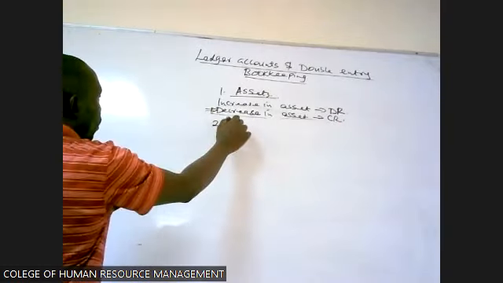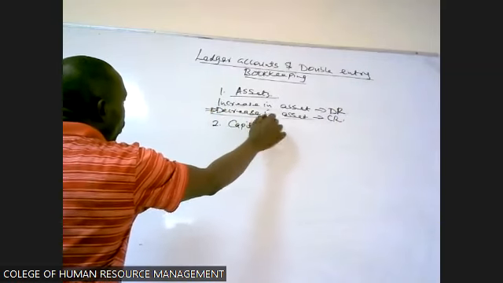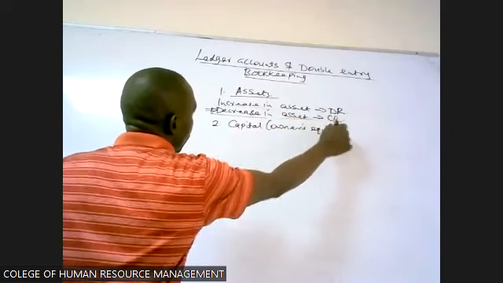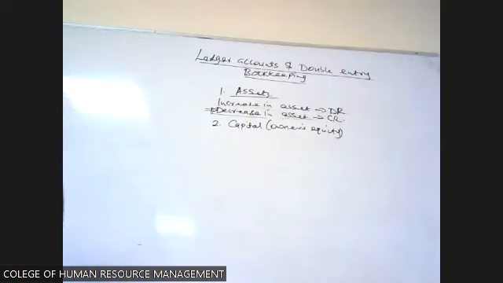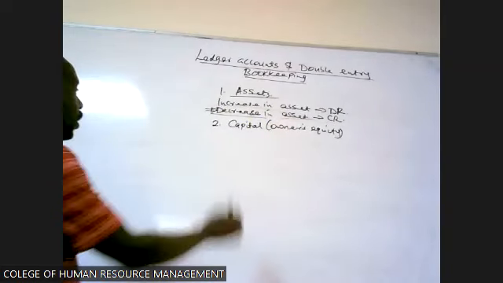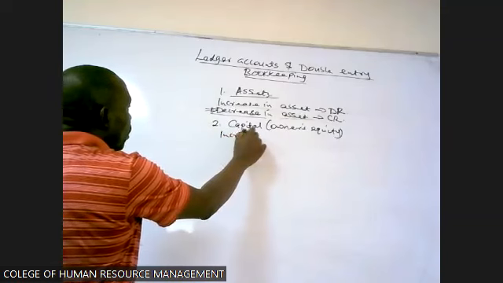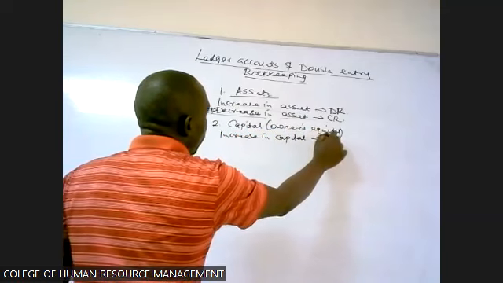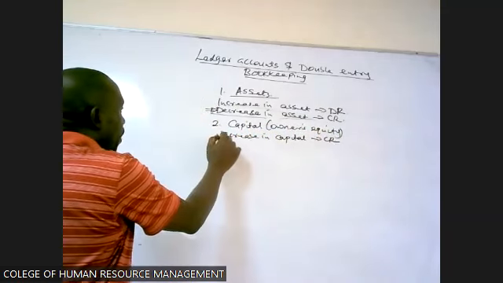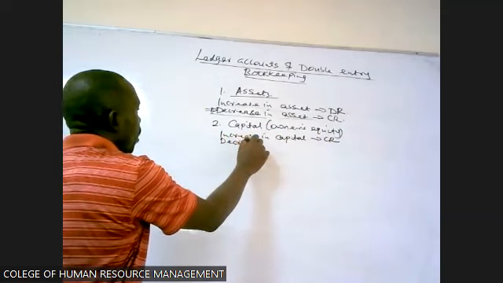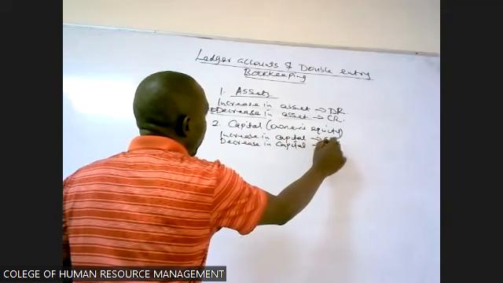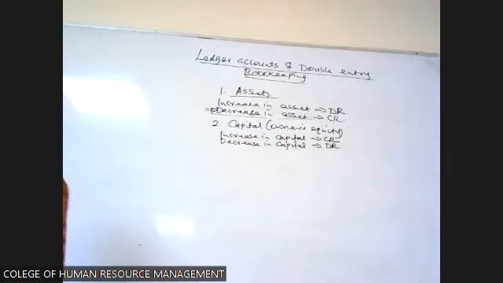Number two, we have this item we call capital, or the owner's equity. The owner's equity. So an increase in capital we normally record on the credit side. A decrease in capital, we normally record on the DR side. It's the opposite of assets.